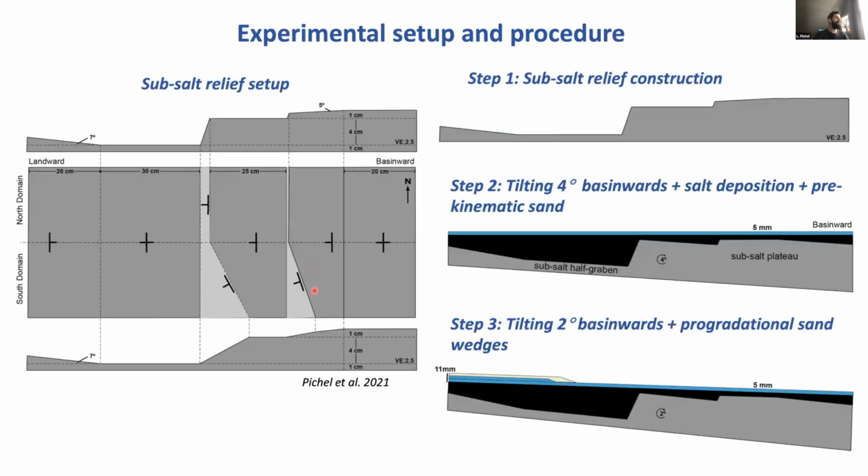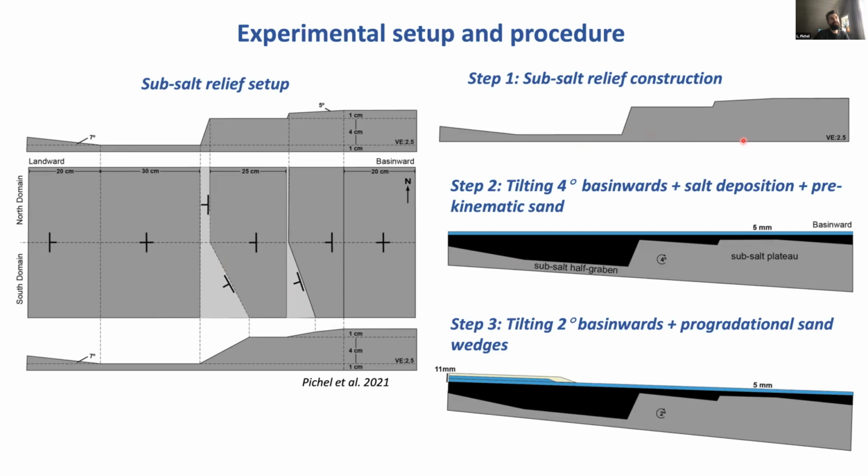So here is the 3D model setup. You can really see this is 3D because we changed the orientation of the subsalt relief laterally. We have a north domain where the relief is orthogonal to the transport of salt flow. And in the south domain, you have these two largest steps of basal faults. They are oblique.